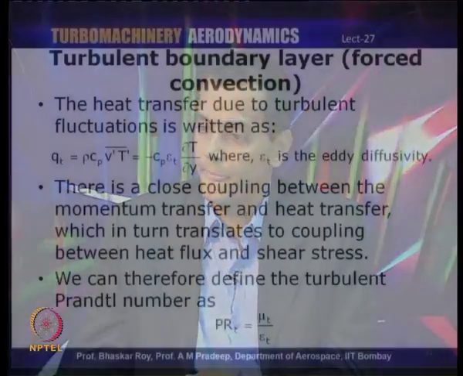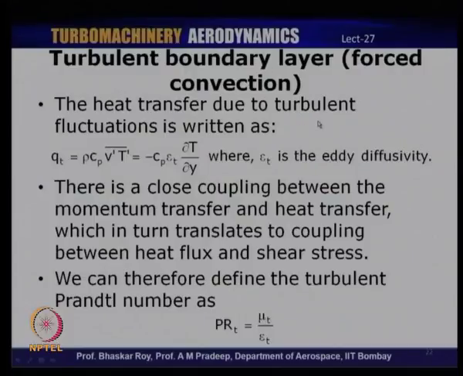Let us now move on to a turbulent boundary layer for a very similar application, that is a flat plate, and look at how we calculate the heat transfer. Heat transfer owing to turbulent fluctuations can be written in the form of this equation, that is Q subscript T is equal to rho C p into the ensemble average of v prime T prime. This is minus C p into epsilon subscript T del T by del y, which is a temperature gradient. Here epsilon subscript T is the eddy diffusivity, which is basically owing to the turbulent fluctuations present in a turbulent boundary layer.